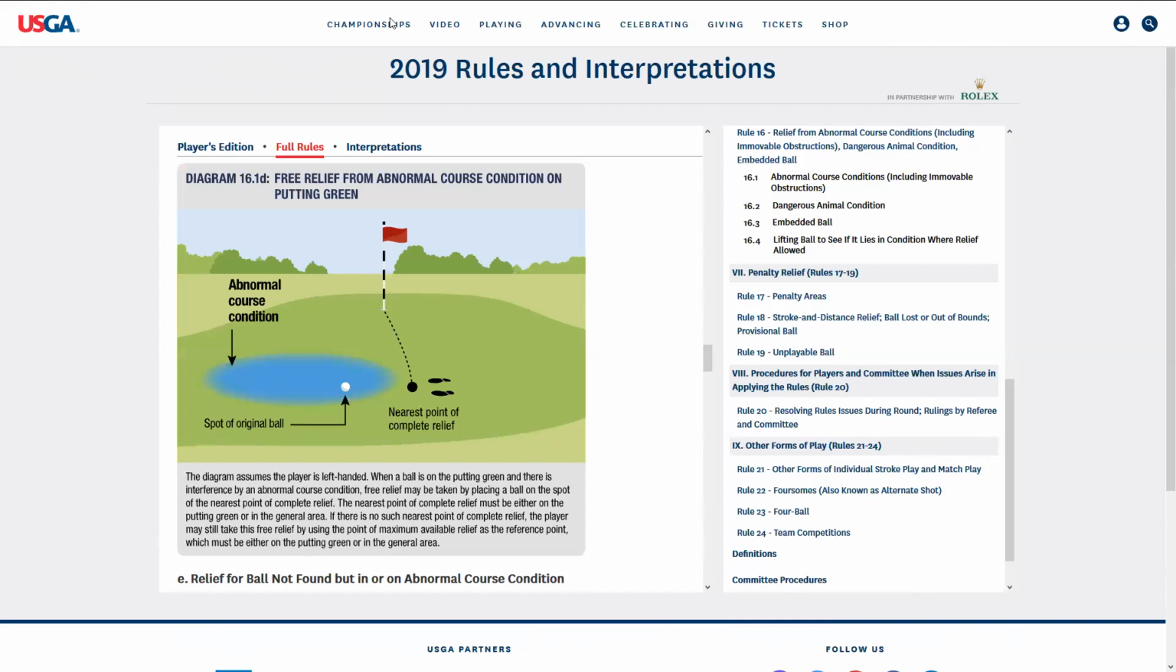Second bullet point under 16.1D. If there is no such nearest point of complete relief, the player may still take this free relief by using the point of maximum available relief as the reference point, which must be either on the putting green or in the general area. And as we talked about, if Bill still has the tournament going when the green has that much water on it, there's going to be a lot of complaining.